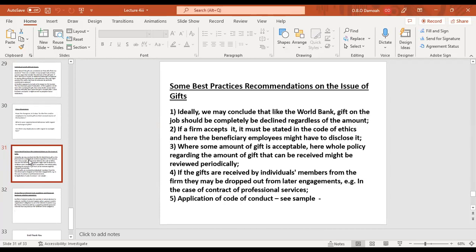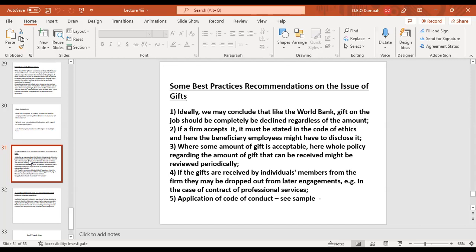But there are certain people who have a particular condition when it comes to these things. Number one, if you work with the World Bank, they don't receive a thank you from anybody. That is their condition. Whether it is unsolicited, whether it's small, no way. There are certain firms that say, depending on the thank you, come and disclose it for everybody to hear. Then some people say the company must come out with a policy on it, that you can accept this, you cannot accept this, and we should do a code of conduct on that. So the application is left to firms to decide.